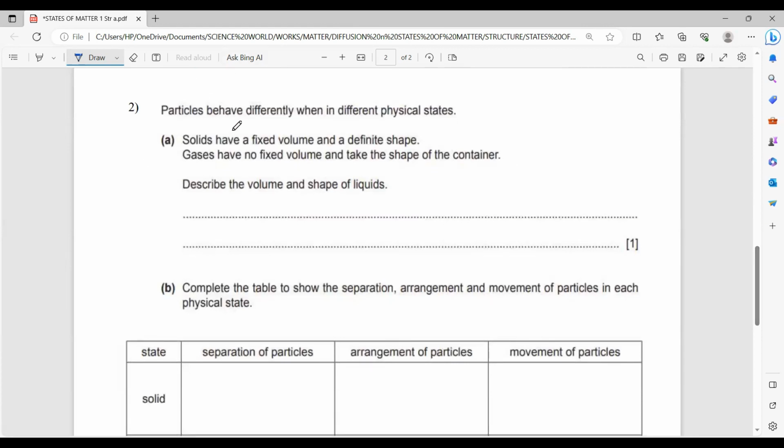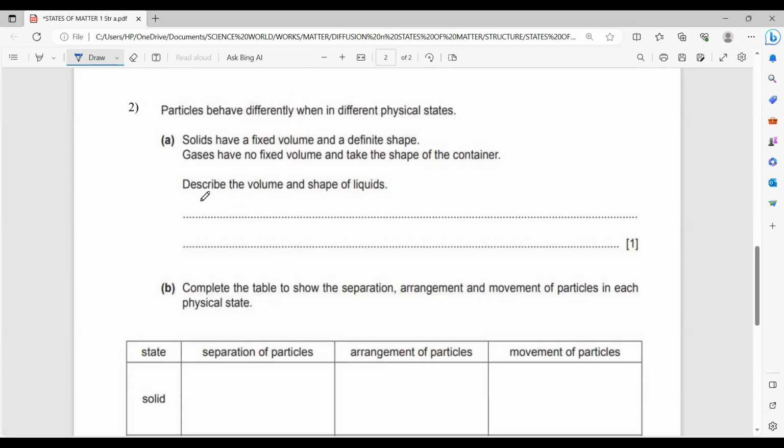Particles behave differently when they are in different physical states. Solids have a fixed volume and a definite shape. Gases have no fixed volume and they take the shape of the container. Describe the volume and the shape of liquids.